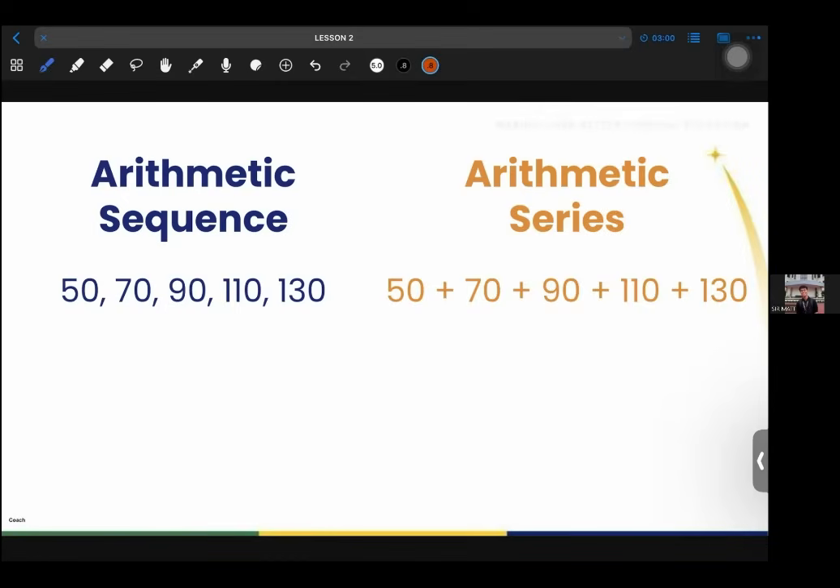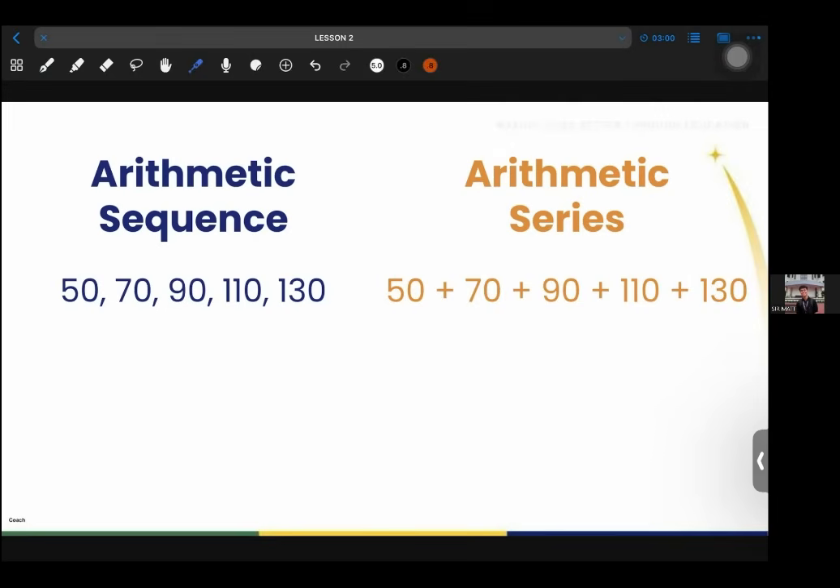Notice that the weekly savings, 50 pesos, 70 pesos, 90 pesos, 110 pesos, and 130 pesos follow an arithmetic pattern. In the previous video, we learned how to list and find the terms in an arithmetic sequence. But in this video, we're interested in something different. Instead of finding a specific term, we want to find the total of all the terms.